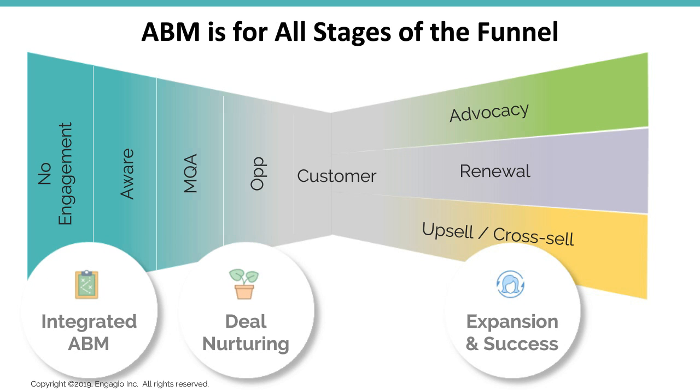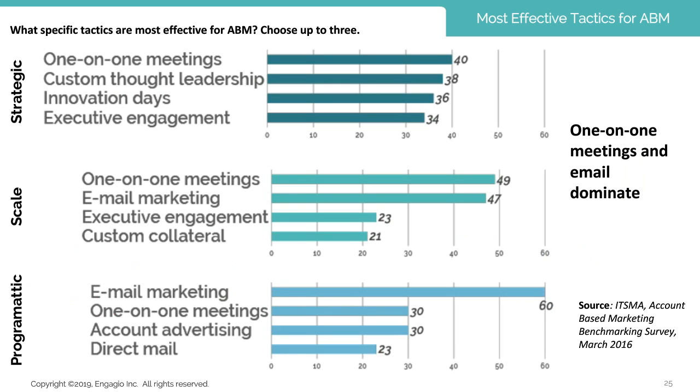I have a slide in here. This is more for follow-up later, so you have this in the slide deck. And this is from ITSMA on some key tactics that work at different stages of your program. So if you have a very one-on-one strategic program, what are some of the typical tactics people think are working best? If it's more of a scale program or a programmatic program, oftentimes the one-on-one meetings and the emails seem to dominate in each of these areas. But I wanted you to have that in so you could look at that later.